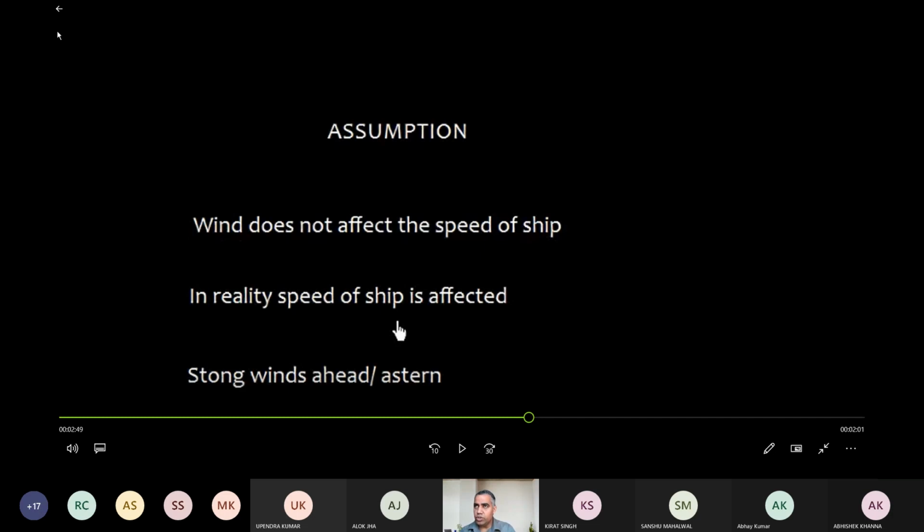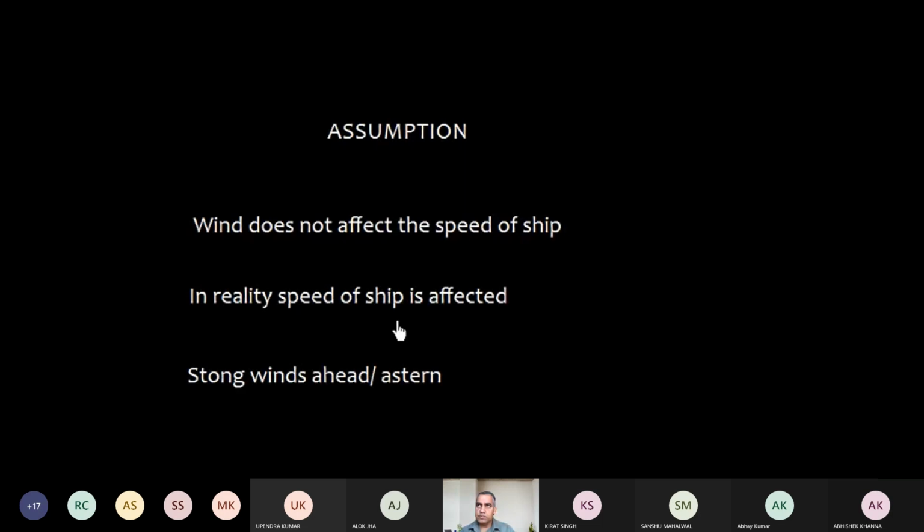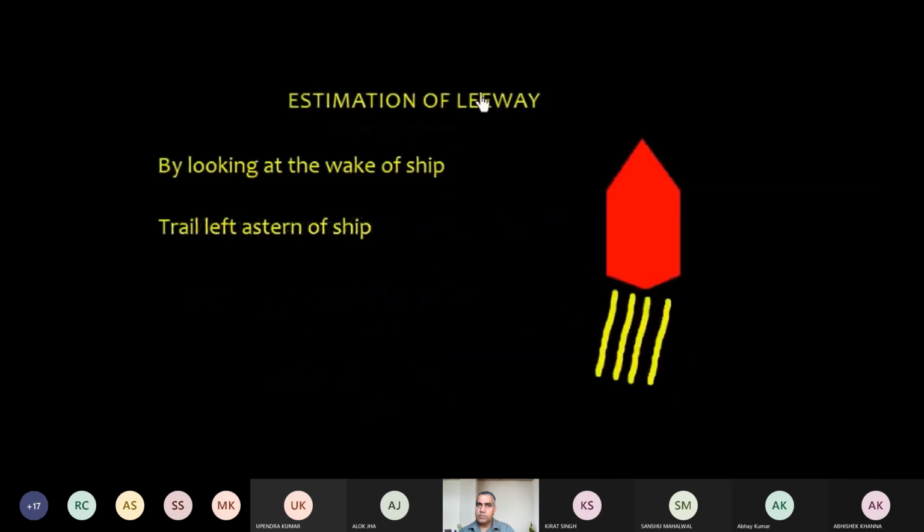If it is coming 4 points on the starboard bow, the speed difference may be something else. If it is coming from the beam, the speed difference may be altogether different. So it's a very complicated phenomenon and it is very difficult to estimate. So that's why it is left untouched in chart work problems. In reality, definitely the speed of the ship is affected by the wind, especially if the wind is blowing from ahead or from astern.